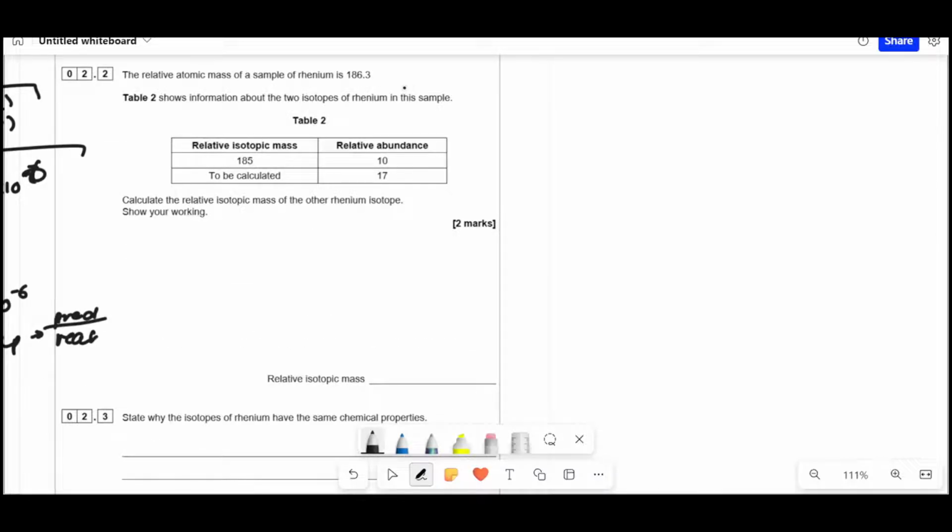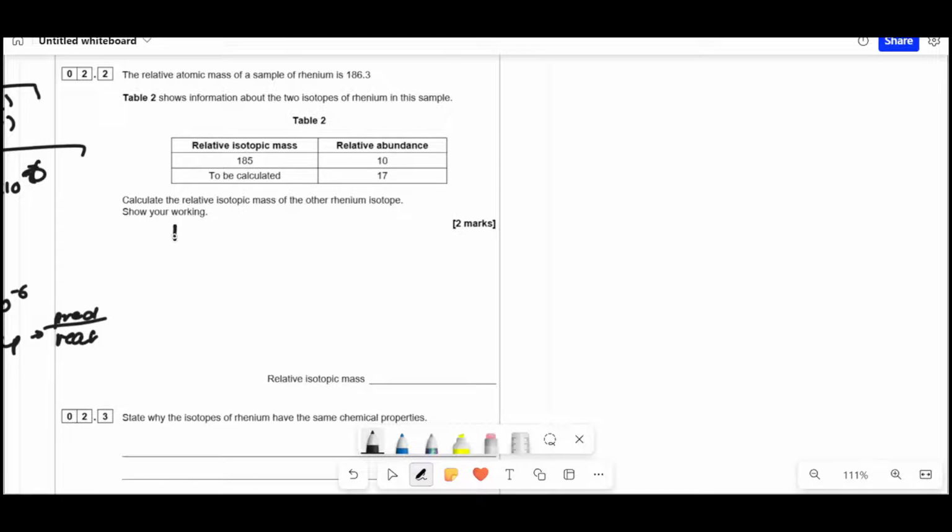The relative atomic mass of a sample of rhenium is 186.3. Table 2 shows the information about the 2 isotopes of rhenium in the sample. So it gives the relative isotopic mass to be calculated, and then abundances. It says find the relative isotopic mass of the other rhenium isotope, show your working. What I see is a lot of people jump straight to doing the end step first. What's the point? Don't do that.